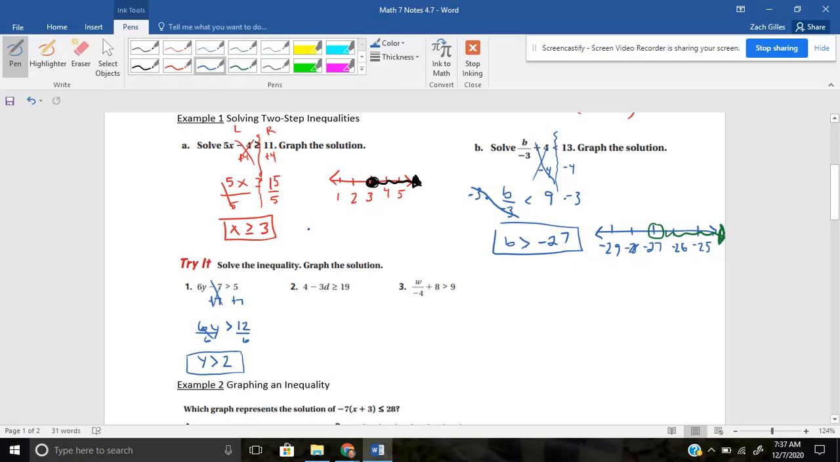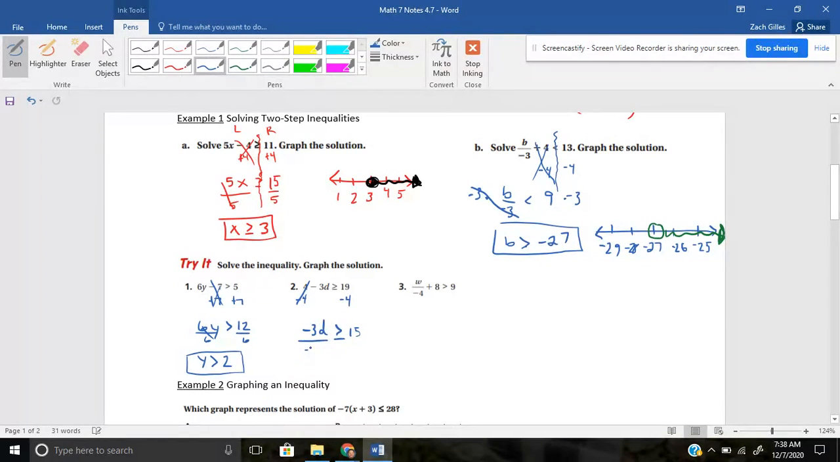Let me know if you need help graphing. Here, this can be tricky because you might see this 4 here, and you might see this subtraction sign here. But remember, what's in front of this 4? We assume this is positive 4. Okay, so to move that to the other side, I would have to subtract 4, because 4 minus 4 is 0. Now I'm left with negative 3d is greater than or equal to 15.